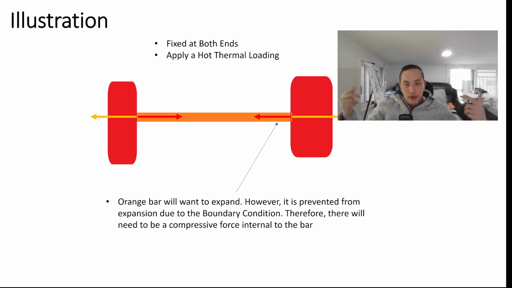But because it's prevented, there needs to be an internal compressive force to balance out that expansion due to the fact that we have applied these fixed boundary constraints. And that's what you see here: this orange arrow is trying to illustrate how the body wants to move due to a hot thermal loading. But this red is the force that's being applied due to the fact that we have fixed boundary conditions. That's what this simple illustration is supposed to represent.